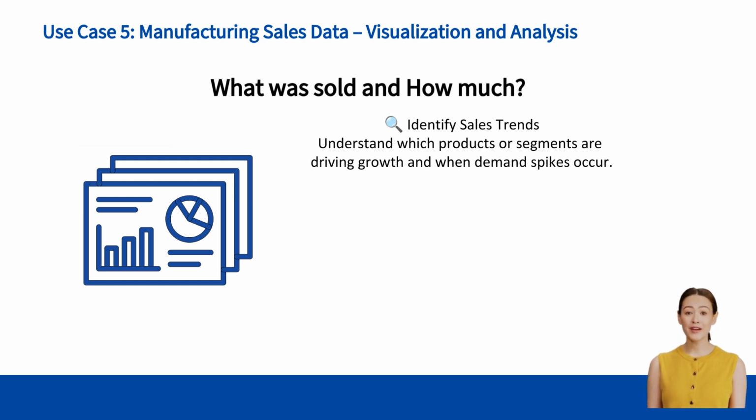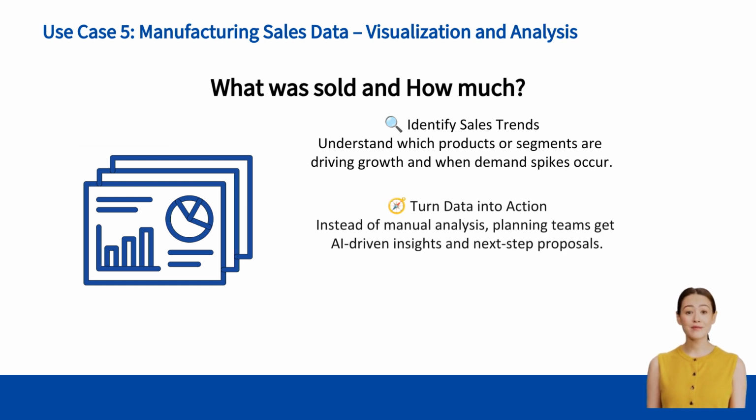For example, here we've analyzed sales performance across 3 different business segments. The system highlights how sales are trending over time, which products are performing well, and when demand spikes occur. Instead of manual analysis, planning teams get AI-driven insights and next-step proposals. This shift not only saves time but also enables faster, more confident decision-making across departments.